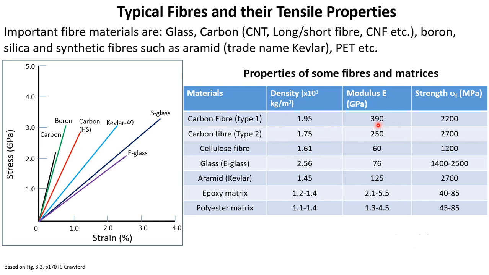The modulus, we can see carbon fiber has the highest modulus here, followed by aramid fiber. Glass fiber does not give a very high value of modulus. So in terms of stiffness, as we saw in this graph, stiffness is not very high for glass fiber. Boron is almost close to the carbon fiber.